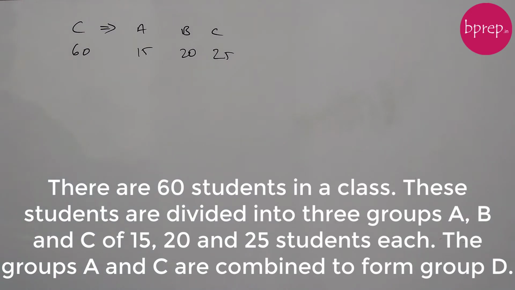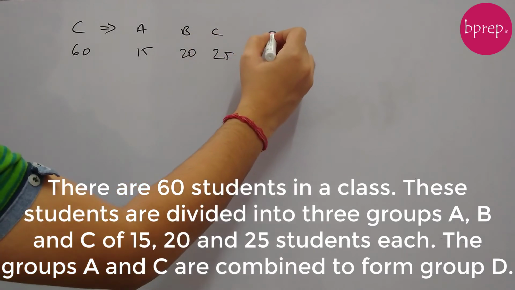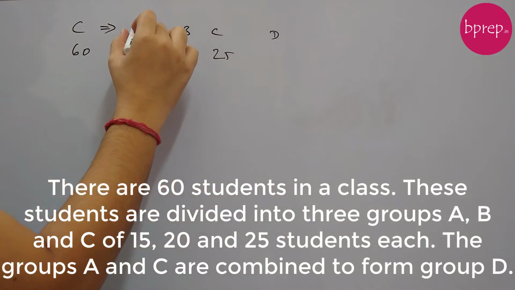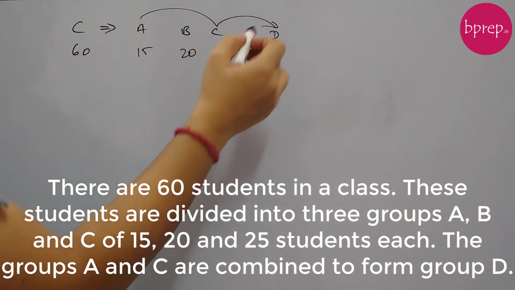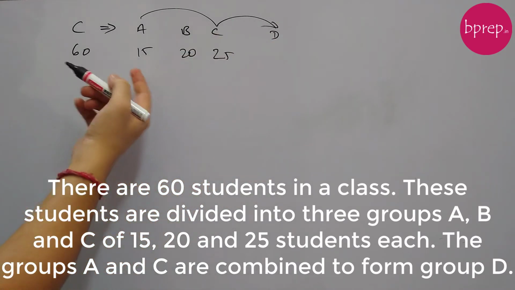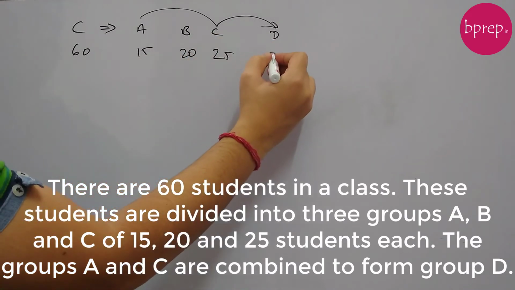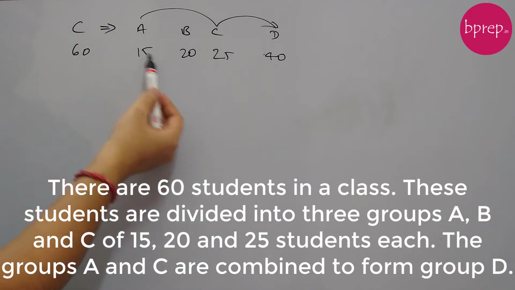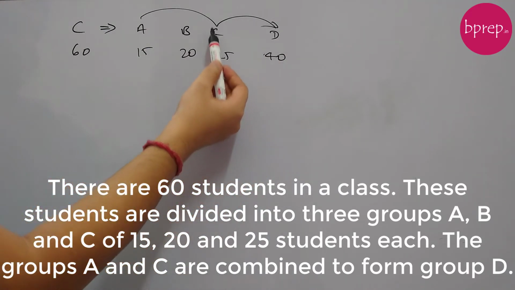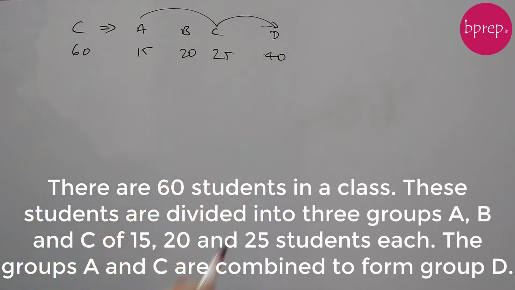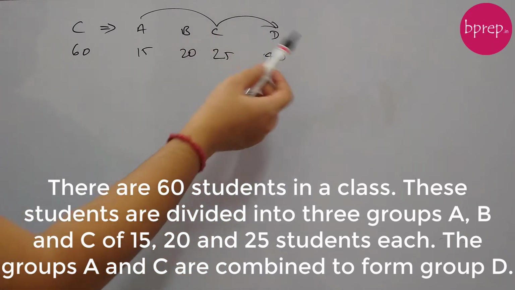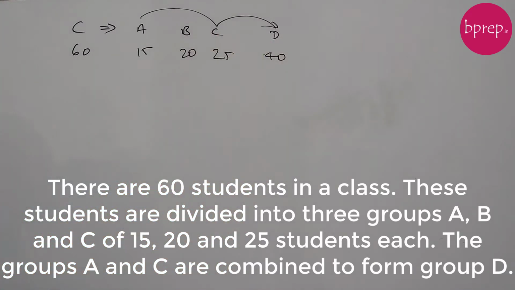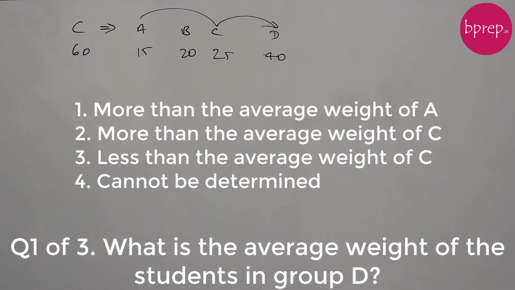The groups A and C are combined to form group D. So there is another group D which is a combination of A and C. A plus C, so 15 and 25, 40. So 15 students belong to group A as well as group D, and 25 students belong to group C as well as group D. So this is what is given in the question.